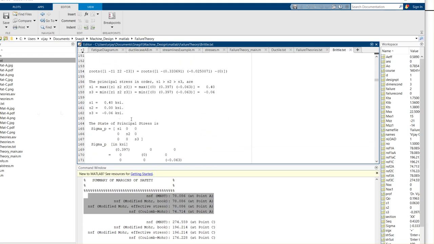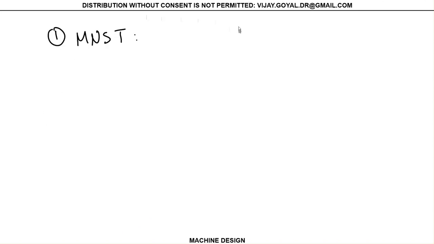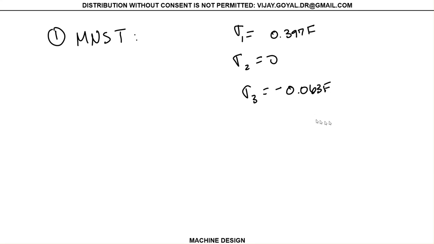Okay, so these are my principal stresses. Let's write them down. In the problem, before I start, I need to know my principal stresses. Sigma 1 is 0.397 F, I have to add an F to the end. Sigma 2 is 0. Sigma 3 is minus 0.063 F. Okay, so those are the principal stresses that we are working with.